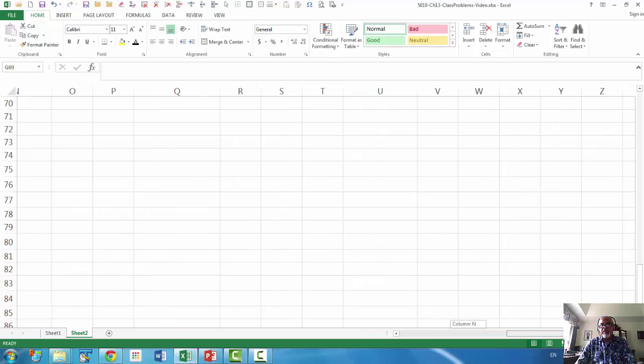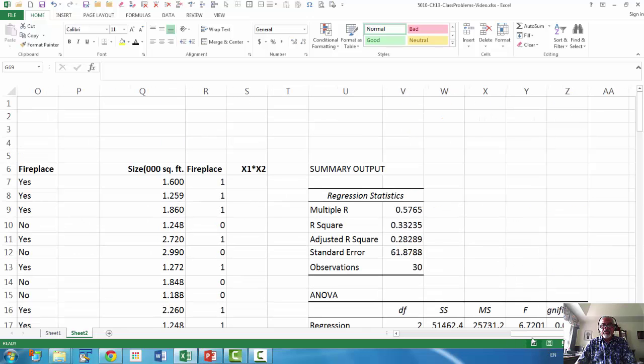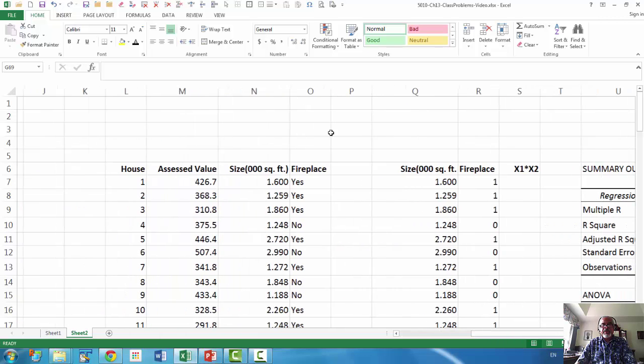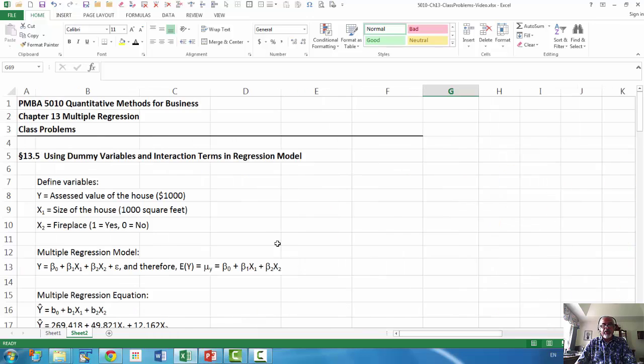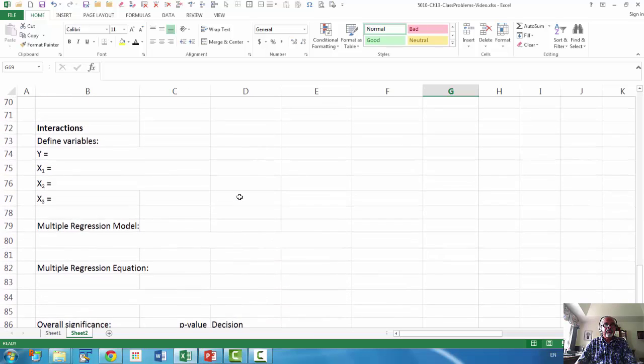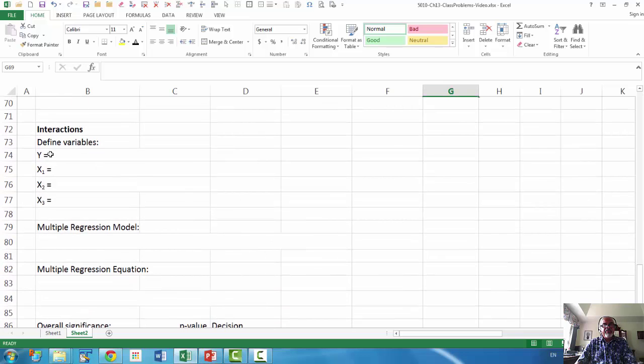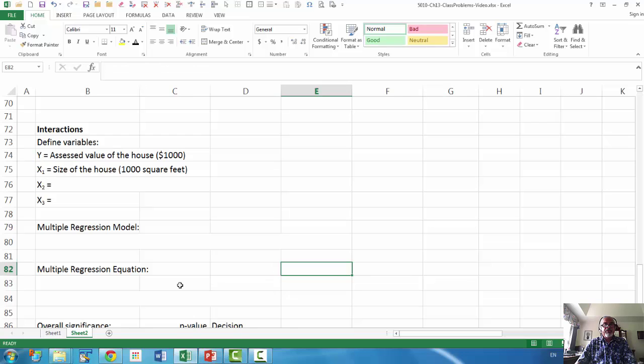So here our data is represented in these two columns: area, and whether fireplace or not. Now we define the variables. Y is the assessed value, x sub 1 is the area, x sub 2 is whether there is a fireplace or not, 1 is yes, 0 is no. And then x sub 3 is the product of x sub 1 and x sub 2. So our multiple regression model will look like that.